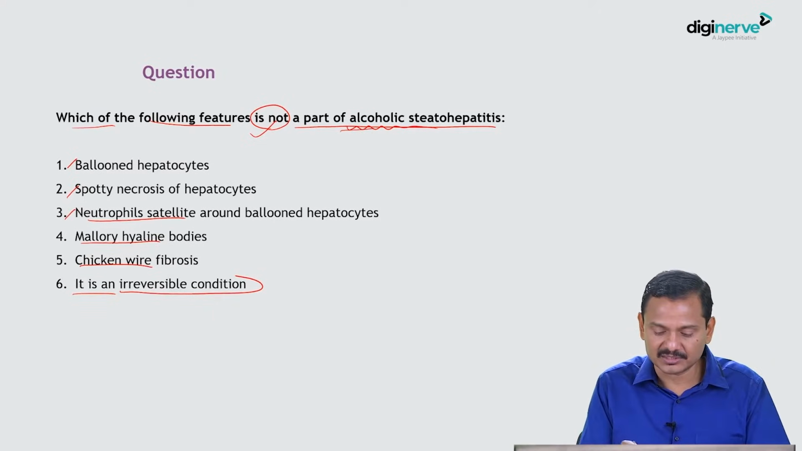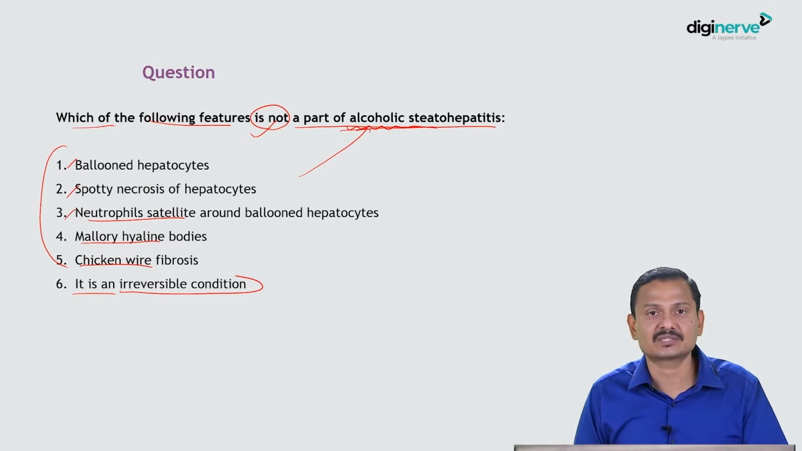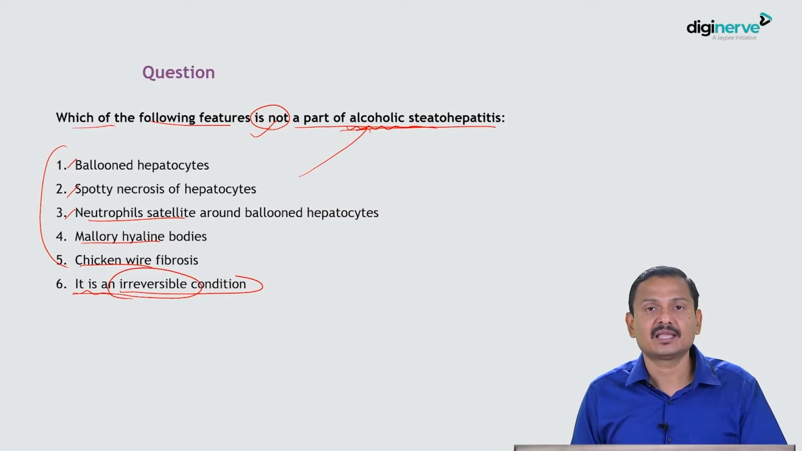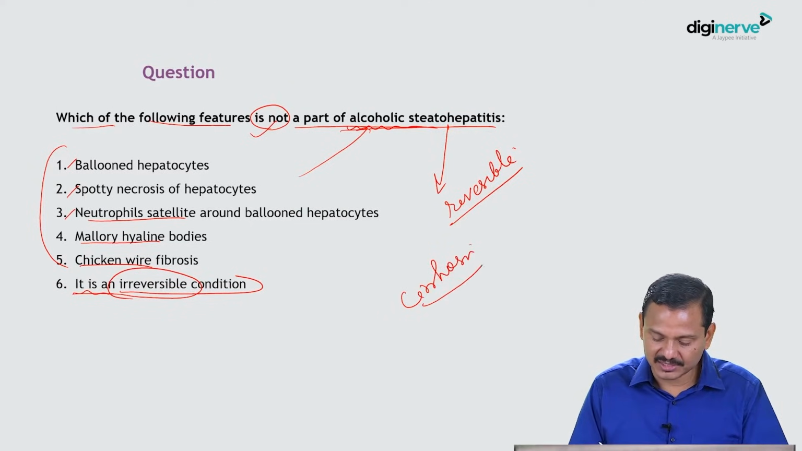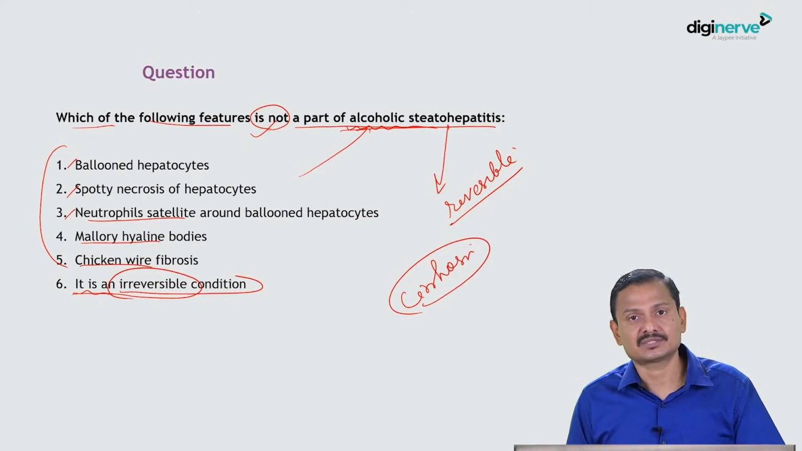If you can recall the discussion, all the first five features are associated with alcoholic steatohepatitis, but in the sixth it is mentioned that it is an irreversible condition, whereas steatohepatitis is actually a reversible condition. Only cirrhosis is an irreversible condition. Barring that, steatohepatitis as well as steatosis are both reversible conditions. With the questions, we have concluded our discussion. Now we will summarize what we have learned throughout this session.